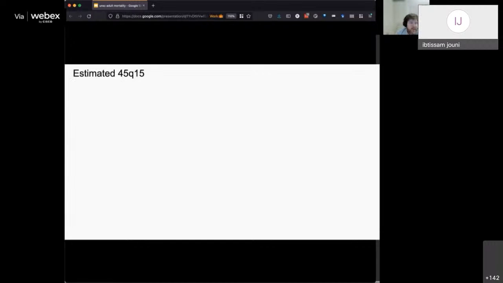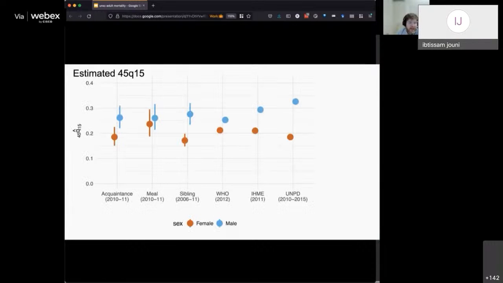And then we used the reported information about deaths in the networks and among siblings to calculate 45Q15. And you can see here the resulting estimates from the acquaintance network, from the meal network, from the sibling histories, and then from a few different big agencies that produce estimates. You can see that the estimates are pretty similar, especially for males. There's a little bit more variation in the estimates for females, but they're sort of plausible. The network estimates are plausible.